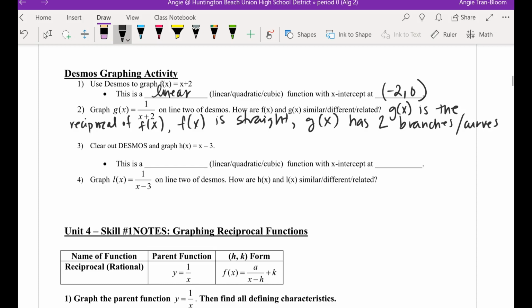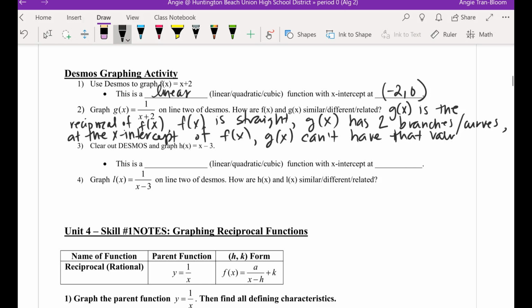What else? What's happening at the x-intercept? Yeah, okay. So at the x-intercept of f of x, that was the first one, g of x can't have that value. Okay. So those are all the relationships between a line and its reciprocal.